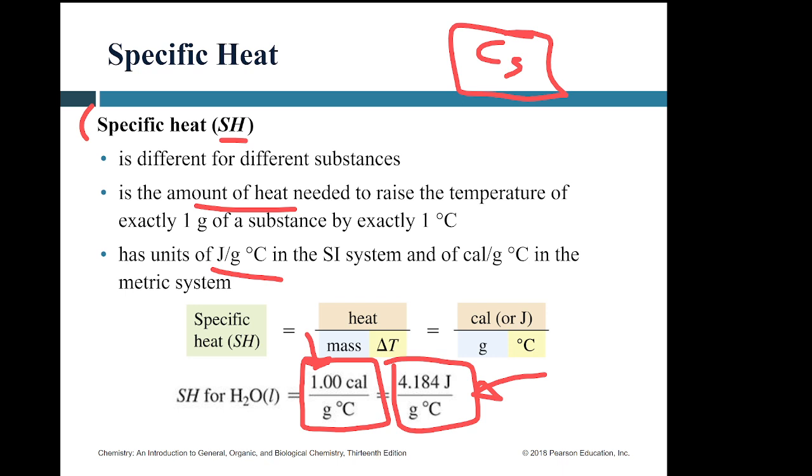That's all that was. If you look at specific heat again, here's the formula for that. You don't really need to memorize the formula, but you can if you like, or you could have it on your notes.